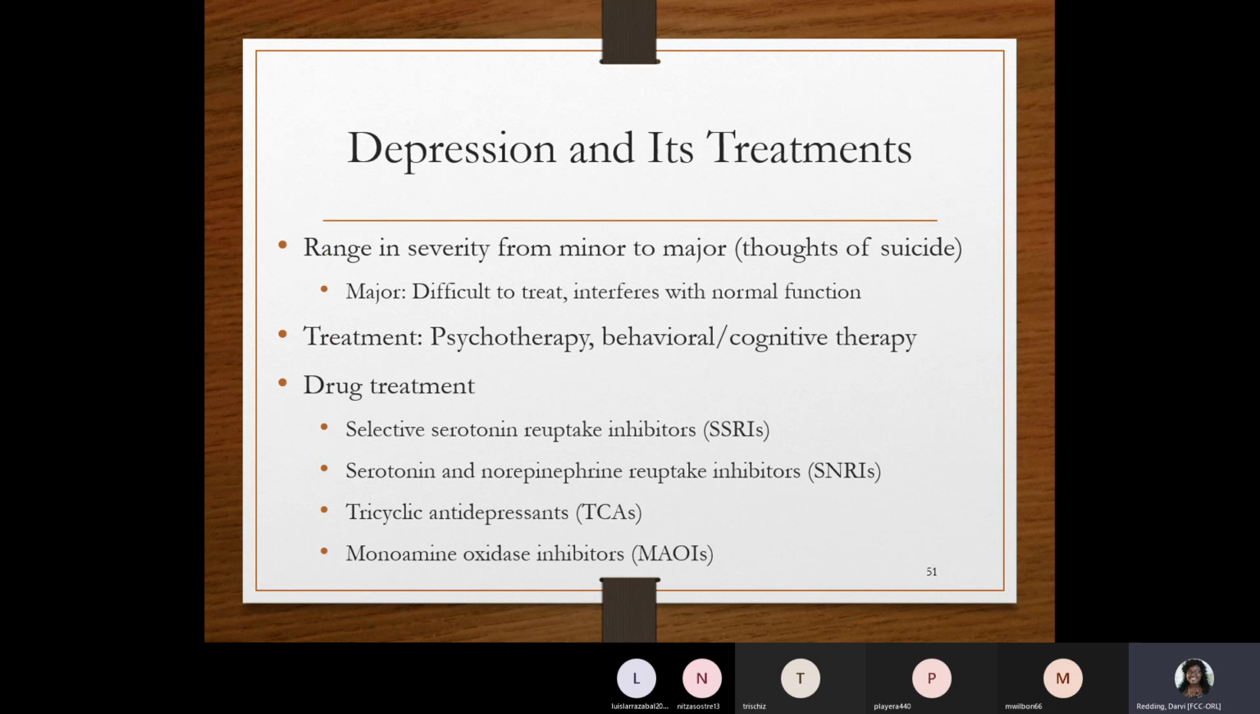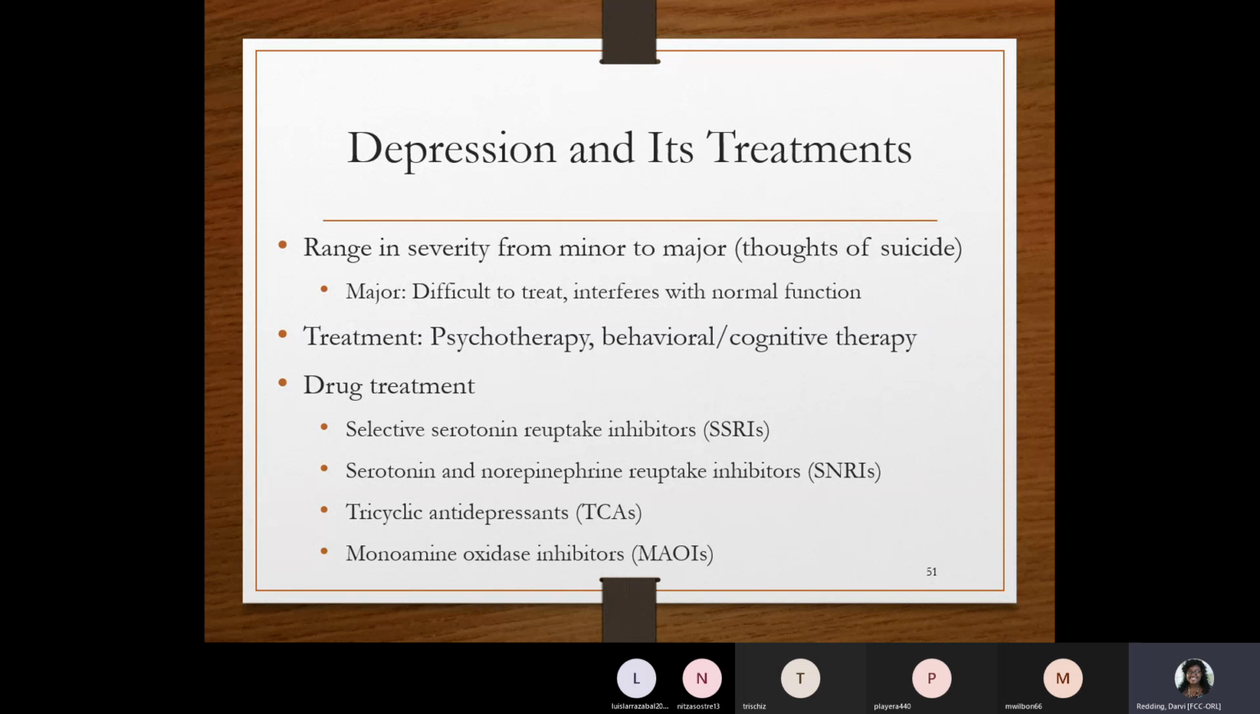So we talked about a lot of different disorders. I'm going to wrap up talking about depression and its treatment. Now, when it comes to depression, there's a range in severity from minor to major. The most major thought of depression is thoughts of suicide. And so with the major range of depression, it's difficult to treat and it interferes with a person's normal function. So some treatment of a person going through depression might be psychotherapy, or even behavioral or cognitive therapy.